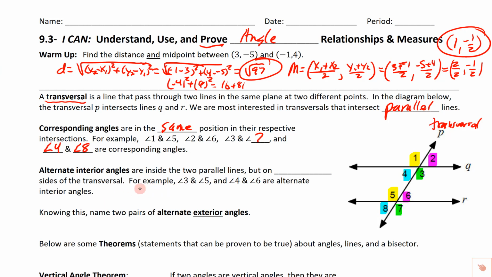Now, alternate interior angles are this. They're on the inside. That's why we call them interior. They're on the inside of the two parallel lines, but on opposite sides of the transversal. So I'm going to go ahead and erase these, and let's talk about alternate interior angles. So alternate interior angles, they have to be on the inside. So 1 and 2 and 8 and 7, they're on the outside. They're on the exterior, so it can't be those. So they're on the inside, but they're on opposite sides of the transversal. So 4 and 6 would be alternate interior, and 3 and 5 would be alternate interior. So 3 and 5 and 4 and 6.